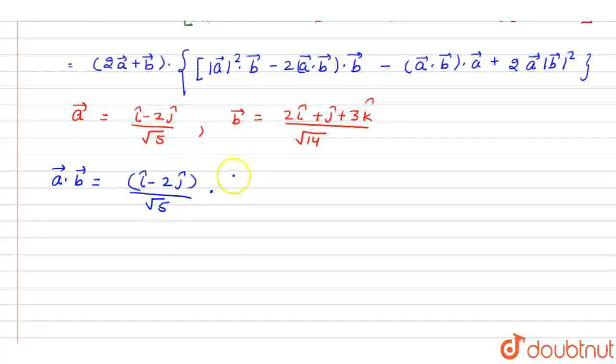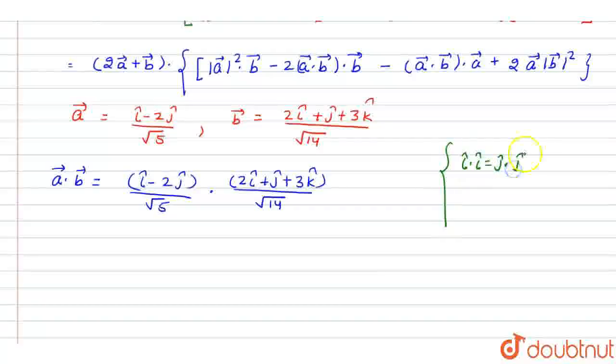Here in the dot product, we have to get 2i cap plus j cap plus 3k cap, and in the denominator we have under root 14. In the dot product we know that i cap dot i cap is equal to j cap dot j cap is equal to k cap dot k cap, and this value is equal to 1. And i cap dot j cap is equal to j cap dot k cap is equal to k cap dot i cap is equal to 0. Now using this identity we have to solve this a vector dot b vector.